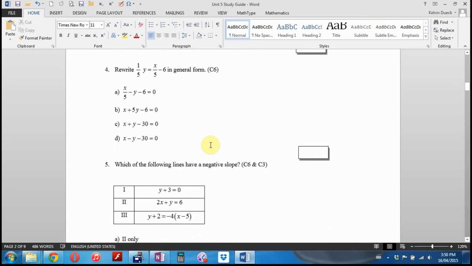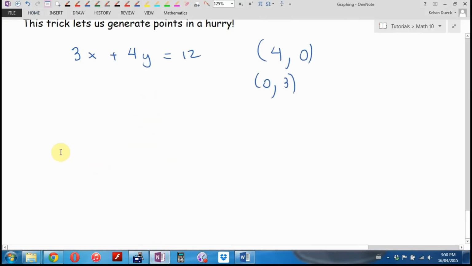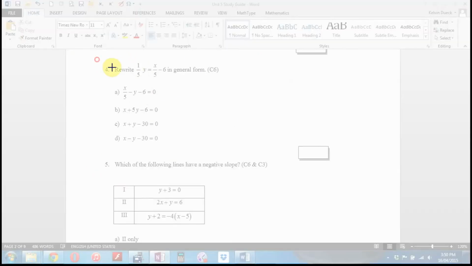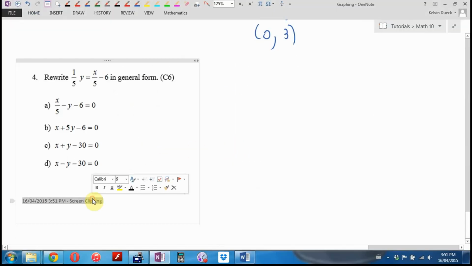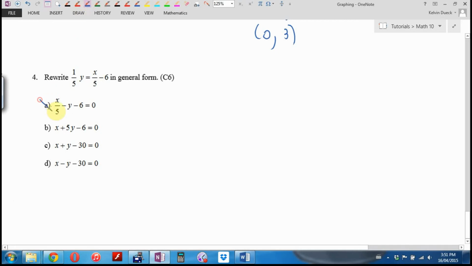Okay, let's do number 4. General form. Okay. You can cross out some wrong answers right away in number 4. Which wrong answer can you cross out right now, already, before doing anything? Why? General form is defined as no fractions. Okay. The rest, we're going to have to do some math.